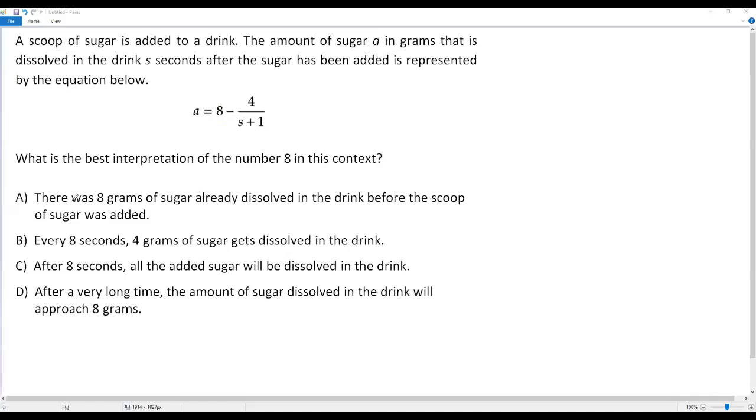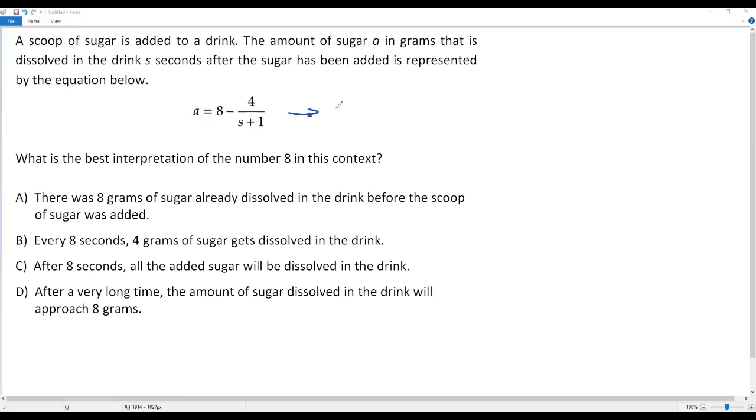Okay, let me go over answer choice A. There was 8 grams of sugar already dissolved in the drink before the scoop of sugar was added. Just now we discussed the equation. S represents the time in seconds after a scoop of sugar is added. If I plug in S equals 1, I'll get the amount of sugar 1 second after the scoop is added. But answer choice A is talking about how much sugar was already dissolved before the scoop was added. So what value should I plug in for S? I have to plug in S equals 0.